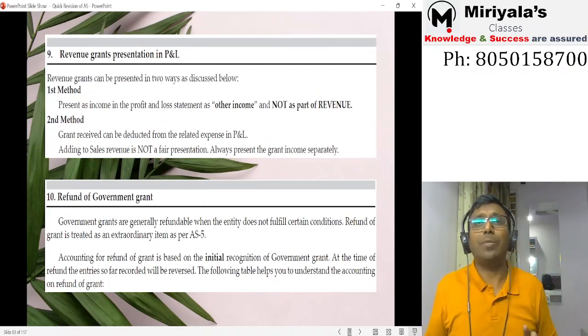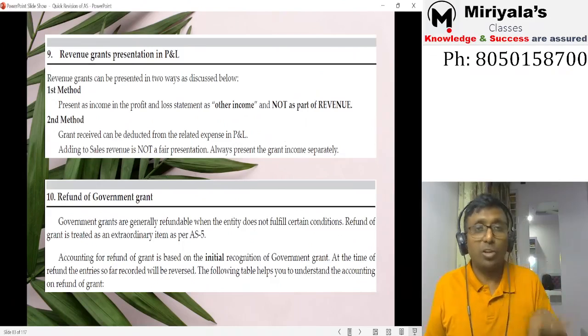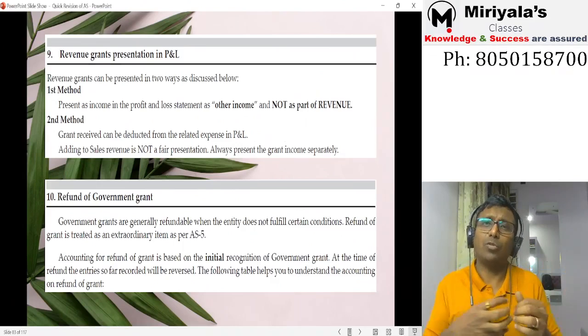Earlier, sir, I have credited the P&L. Now debit the P&L. Sir, earlier I have credited the fixed asset. Now you debit the fixed asset. That's all. That is how you are supposed to do it.